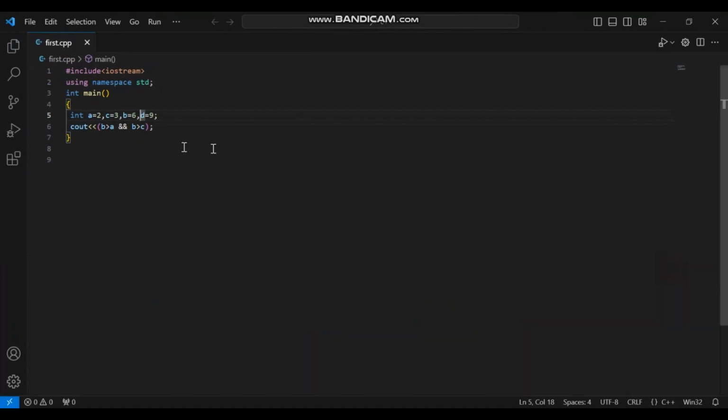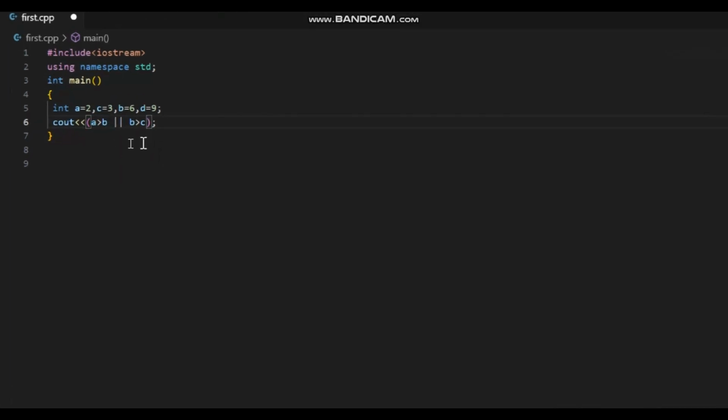Now the OR operator. OR operator means at least one condition should be true. At least one condition. Here we will take another condition: A greater than B. Here the first condition is A greater than B, and the second condition is B greater than C. Here A greater than B means 2 greater than 3. The condition is wrong here. Here the condition is correct.